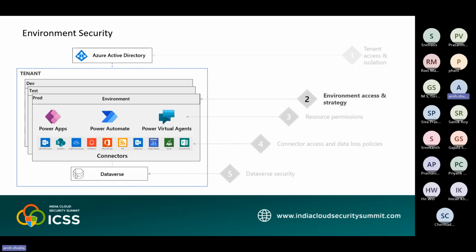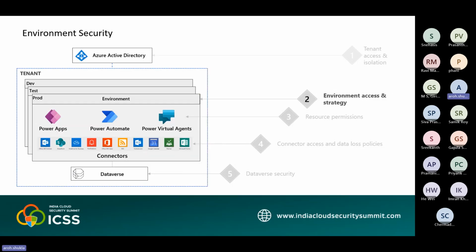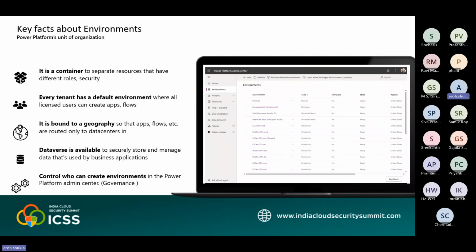So for securing it, we have to control it. It's not that we are losing productivity, but we are controlling it because we have to secure our environment. So environment security is something very crucial. When you talk to many customers, they have big issues with that. Okay, so let me share what we have. Just briefly, what is an environment? It is a container where you can have all your apps and flows, and you can define security.